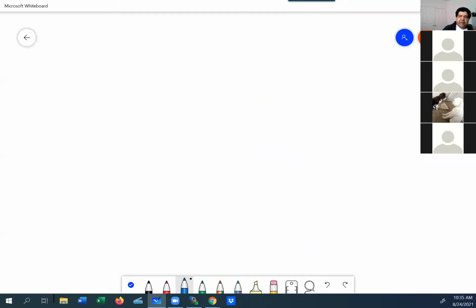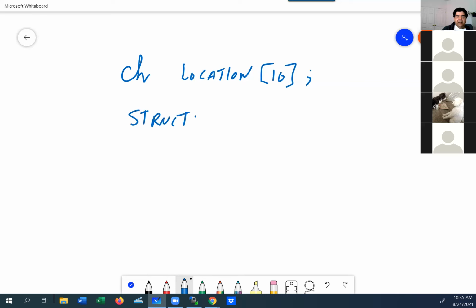So it could be, for example, let's say I have a character, and the character is, let's say, location, northwest, I don't know, let's say it's an array of 10, talks about which location we are at. And then you keep a structure which basically tells you a couple of things.